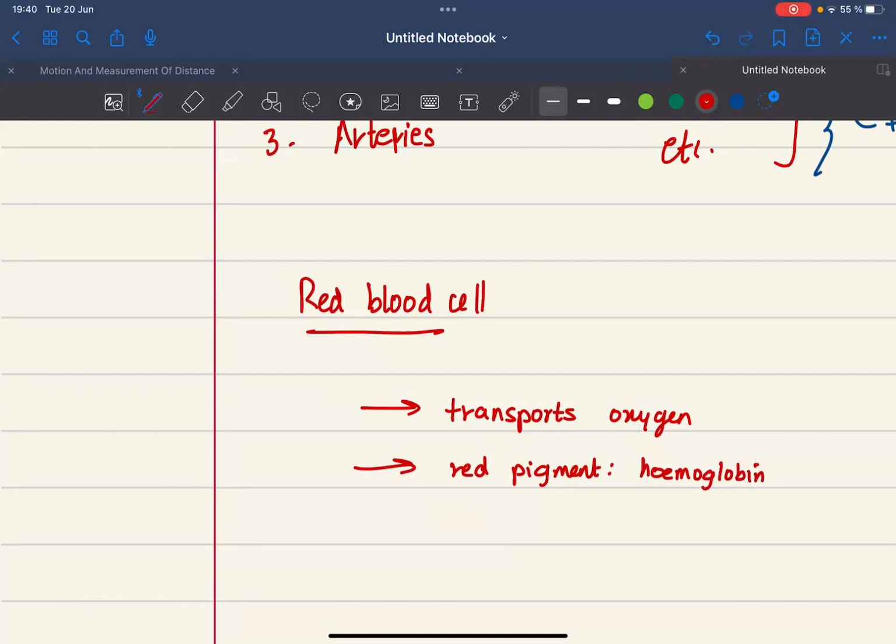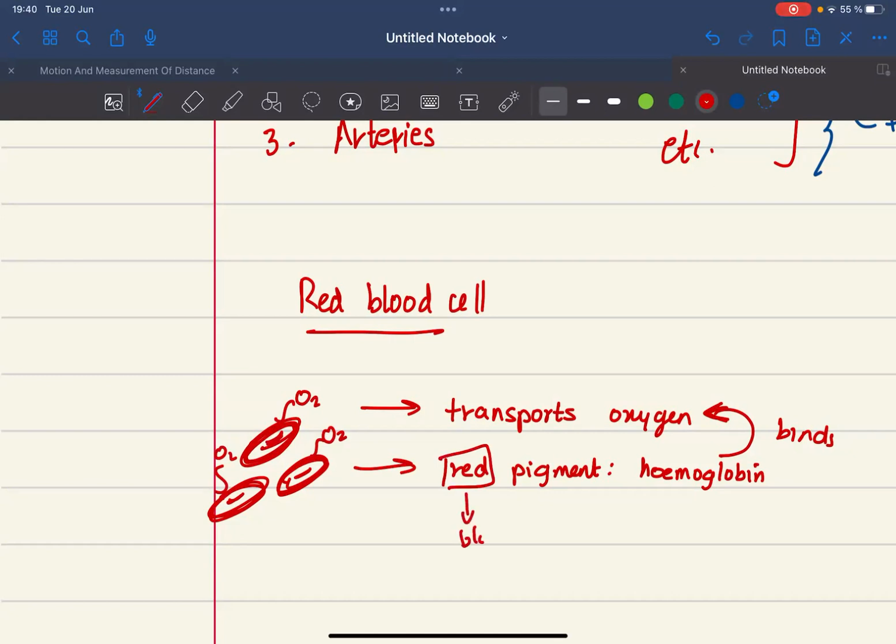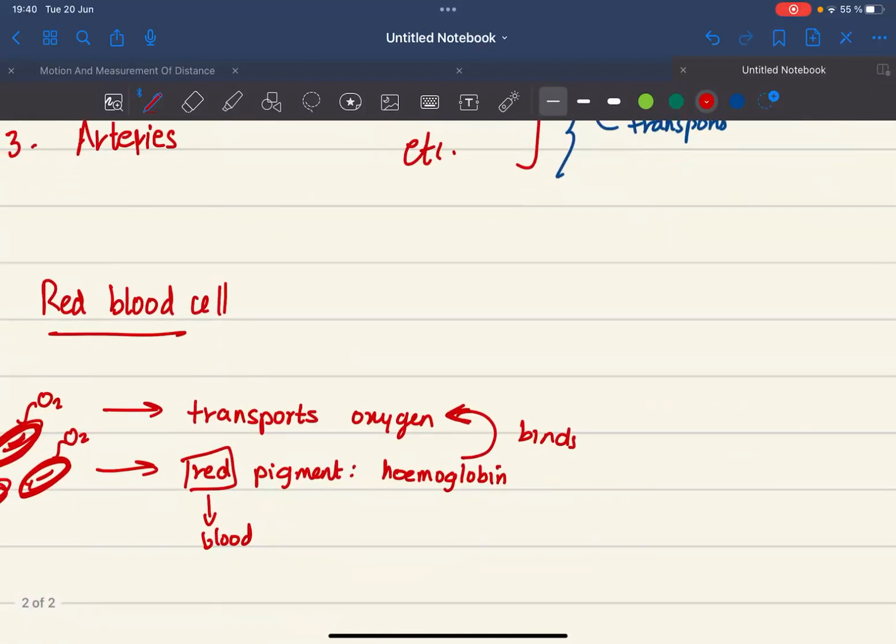Okay, and this hemoglobin binds the oxygen. So you have the RBCs look something like this, with a slight curve in the center. Okay, it is attached to oxygen. It binds to the oxygen. So the reddish color of the blood is because of the hemoglobin. Okay, now the WBCs or white blood cells.